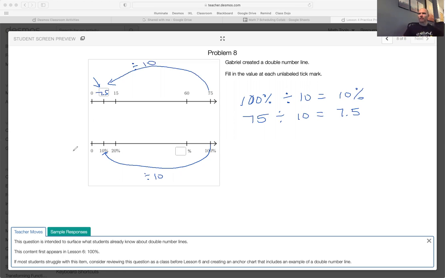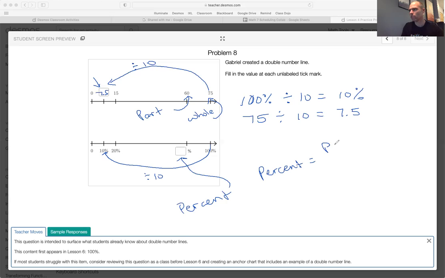And then here, this box is supposed to be aligned with 60. There are other ways you could do this one, but the way that pops into my head right off the bat is, okay, I'm trying to find a percent. What goes in this box should be a percent because everything on this number line is a percent. And what I have is a part right here, this 60, and I have a whole, this 75. So let me do it this way. Percent equals part divided by whole. That's going to be 60 divided by 75.